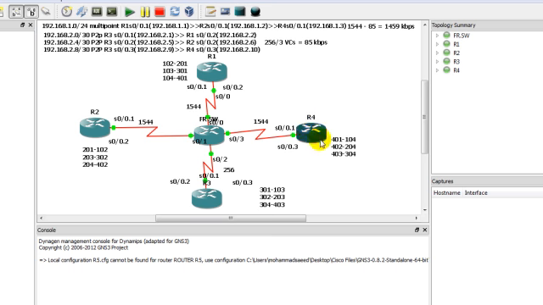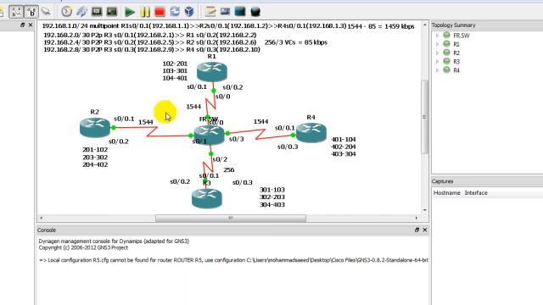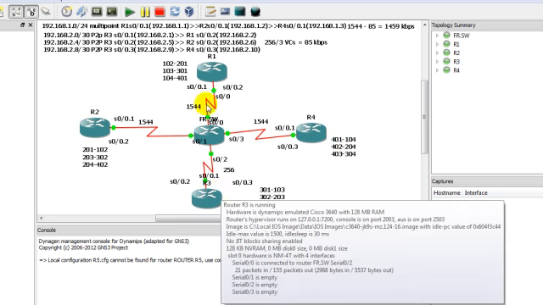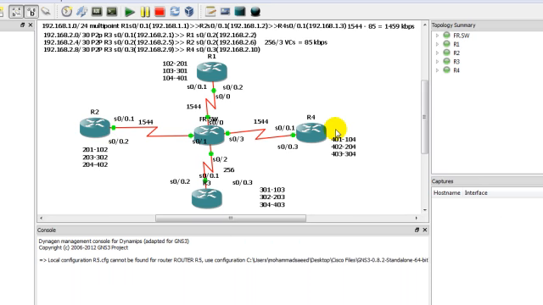Also router 4, I want to contact with 4 with 1, 4 with 2, 4 with 3, and also 3 with 1, 3 with 2, and 3 with 4. Yes, so this is what I call the full mesh configuration.